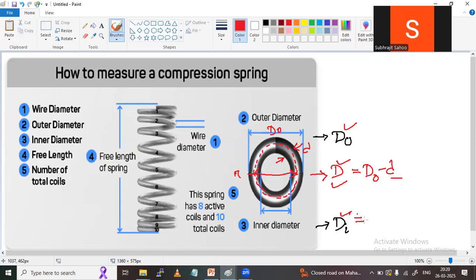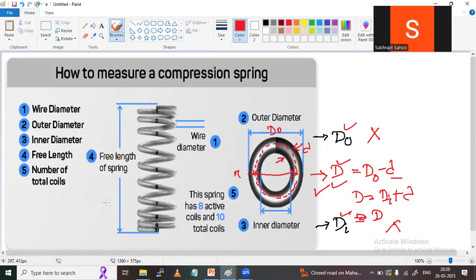Similarly, if the Di is given, then what will I do? I have to find D. D becomes Di plus d. I have to add the 2 times radius. Then I will find the mean diameter of the coil. Because in the next slide we will discuss the several formulas which are used to calculate the stresses developed, deflections, all these things, where the formulas are derived on the basis of mean diameter, not outer diameter, not inner diameter, right? So that's why D is important to find out. It is very easy. You can easily find out.